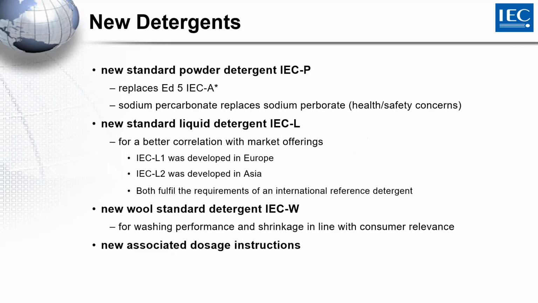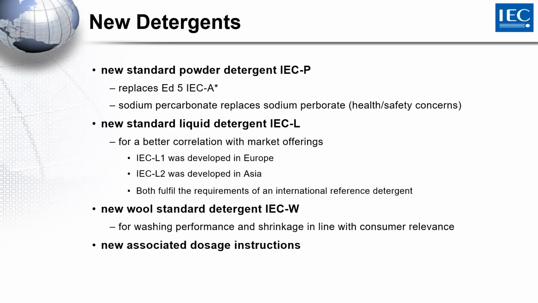The new detergent. IEC P, the powder detergent, replaces the Edition 5 IEC A star. We initially were going to reuse IEC A star, but there are health and safety concerns over sodium perborate. It has been banned from May this year in the EU, and sodium carbonate replaces that. We have taken the decision that IEC P will move forward into Edition 6 and also replace IEC A star in Edition 5. We have a new standard liquid detergent, IEC L.